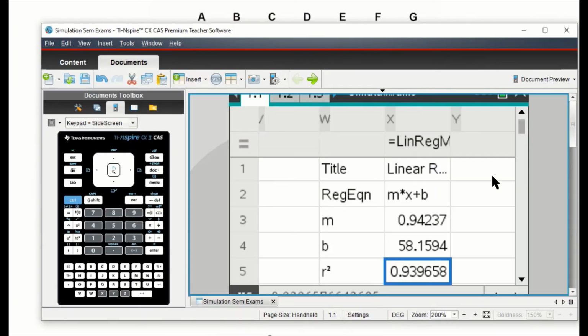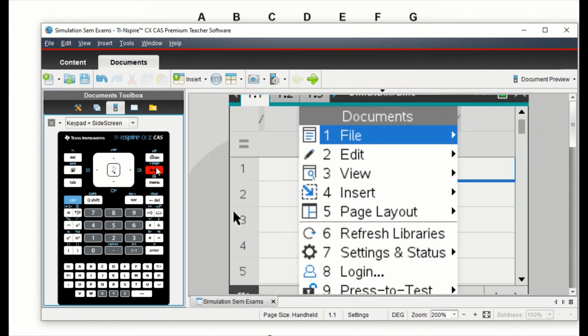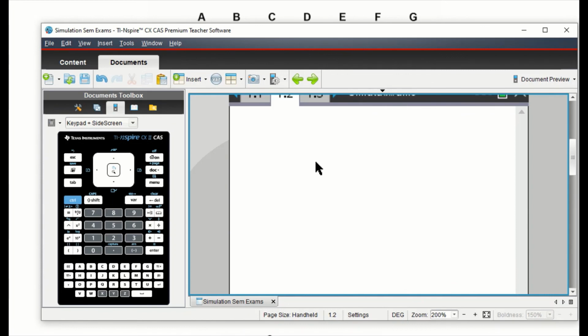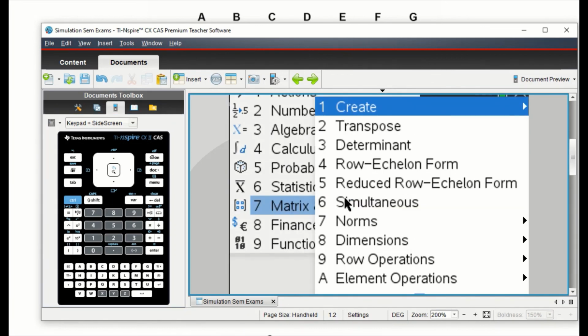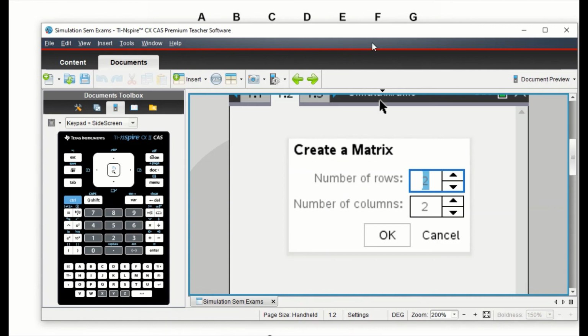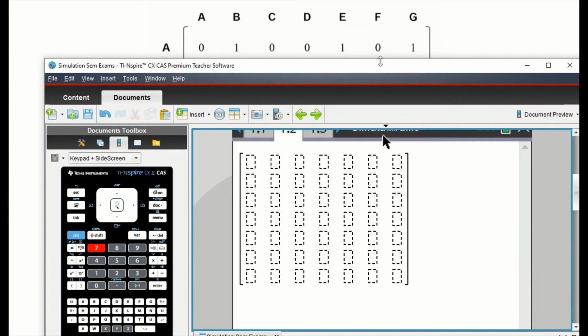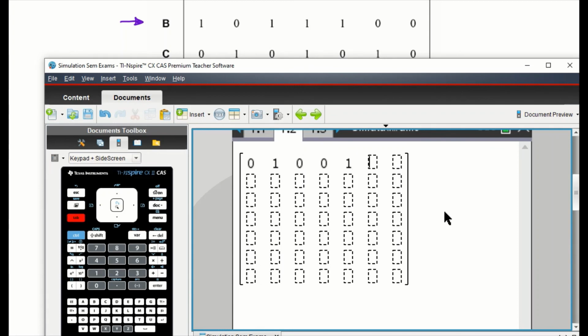Okay, so let's try to do it with the calculator just for a quick revision for you. So now here, I'll add in a new page and add in a calculator. All right, so to add in a matrix, menu, matrix, and then create. A normal matrix. So in this case, A, B, C, D, E, F, G. So that's 7 by 7. Okay, so let's key in all the values that you have. So 0, 1, 0, 0, 1, 0, 1. Next row, B, 1, 0, 0, 1, sorry, 1, 1, 1, 0, 0. Next one, 0, 1, 0, 1, 0, 1, 0.